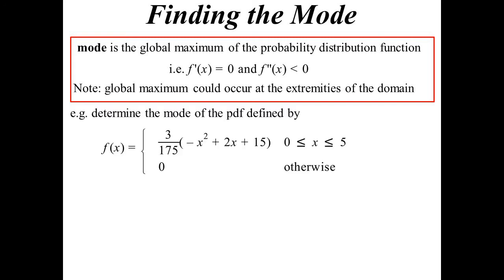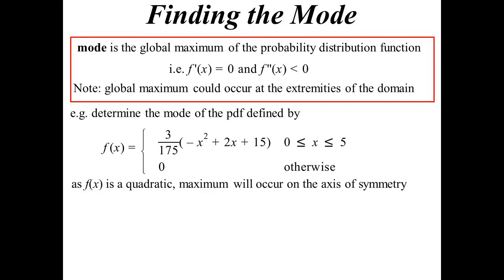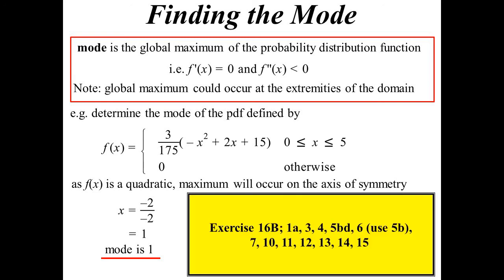So for ours here, we're going to find the maximum. Conveniently, it's quadratic, makes life easy. Because I don't have to use calculus for a quadratic. I know it's going to happen on the axis of symmetry, and the axis of symmetry is x equals 1. I know the mode's 1 because what I'm looking at here is an upside down parabola. So I know the extremities can't be higher than the vertex on this one. So I don't actually need to check the endpoints. So 16b, play around with this idea.